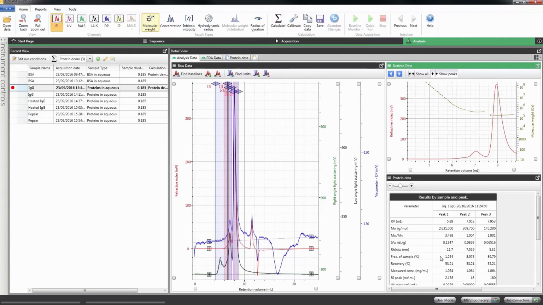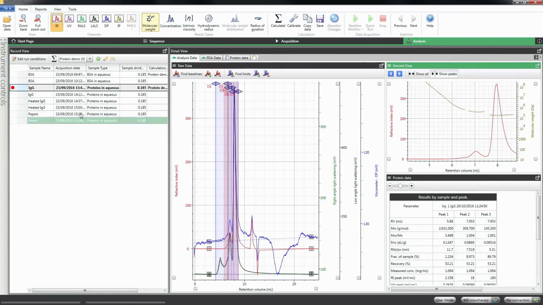And then just a couple of percent, just 1% in fact, of these higher molecular weight aggregates, which are in fact up at 2 million or more. So very high molecular weight aggregates in there. Size-wise, measuring 5 nanometers for the IgG monomer and about 7.5 for the dimer. Again, perfect measurement of the RH there.